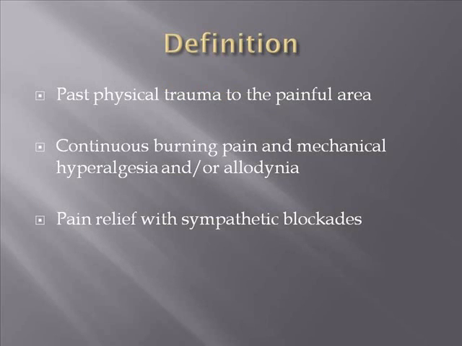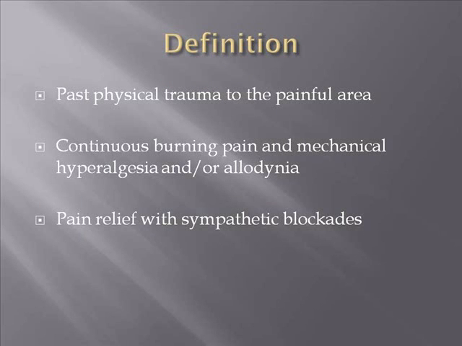As I mentioned in the objectives, we are going to start with a definition of sympathetically maintained pain to give us a focus for the rest of this discussion. The term sympathetically maintained pain was first used in 1986, and it was used while explaining the physiological basis for causalgia, which was a previous name for complex regional pain syndrome and other related pains.